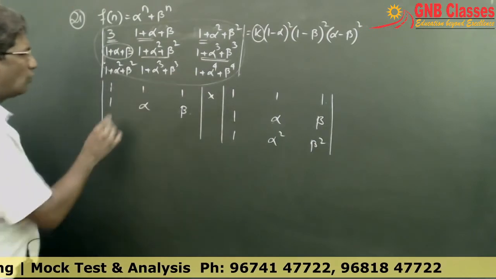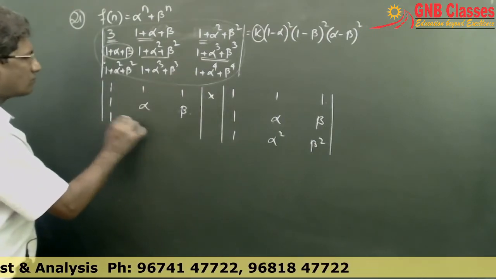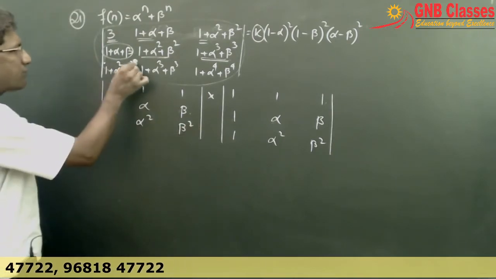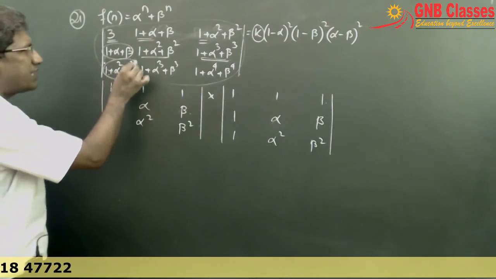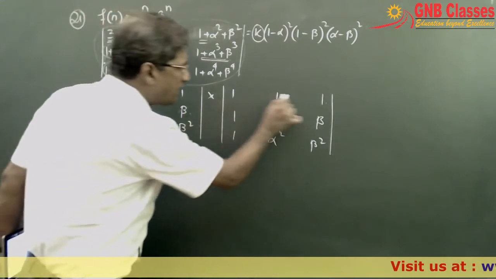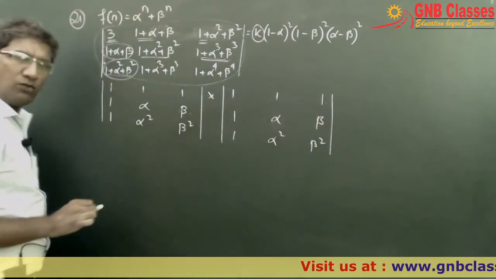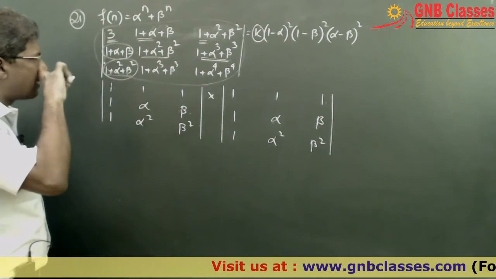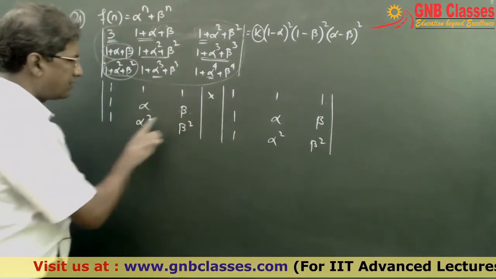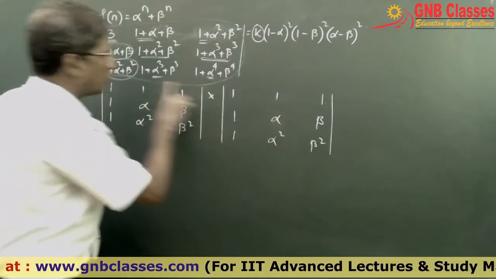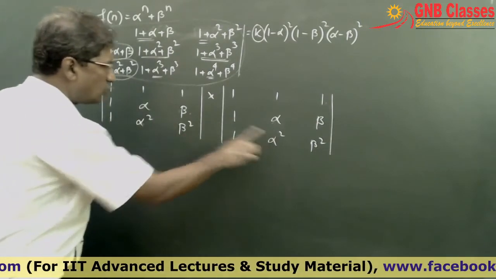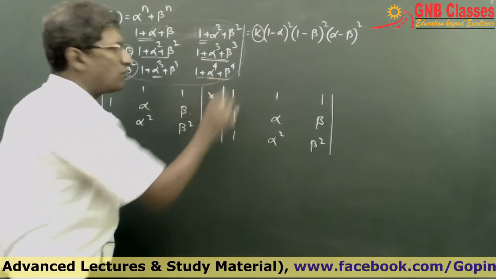Now for the third row, we are writing it here as 1, alpha square, beta square, because we have to find out 1 plus alpha square plus beta square as the first element of the third row. So when this row is multiplied with 1, 1, 1, we are definitely going to get 1 plus alpha square plus beta square. Now let us verify whether the other two elements are coming or not. 1 plus alpha cube plus beta cube. So we got it. Now with the third row, 1 plus alpha to the power 4 plus beta to the power 4. Exactly what we got.